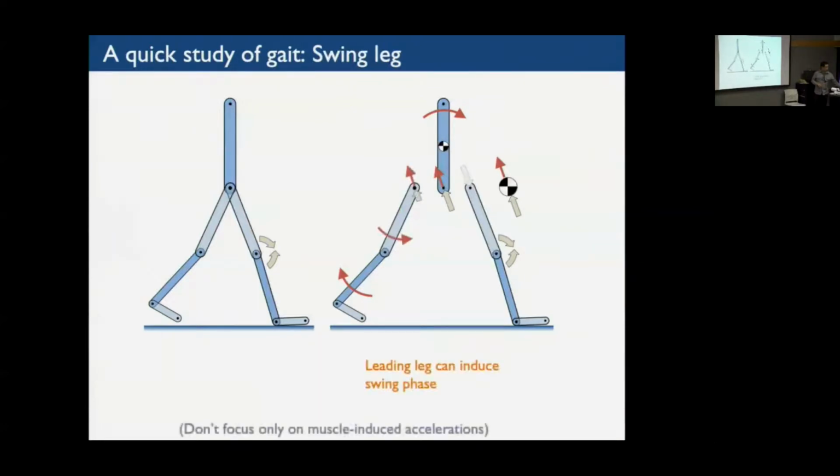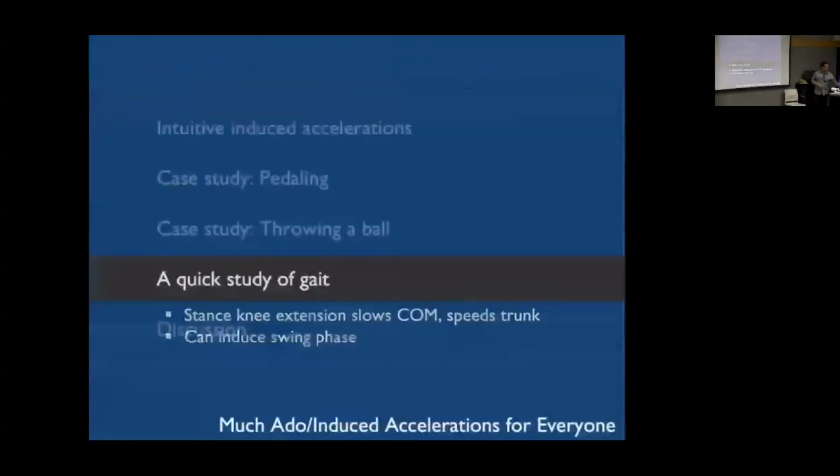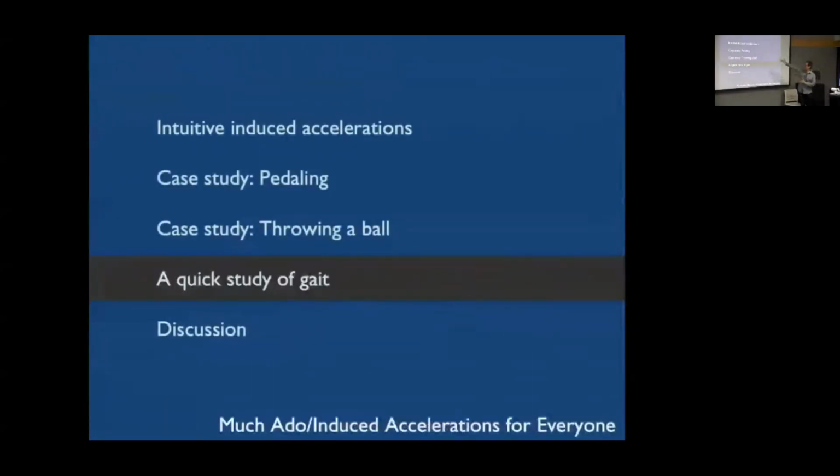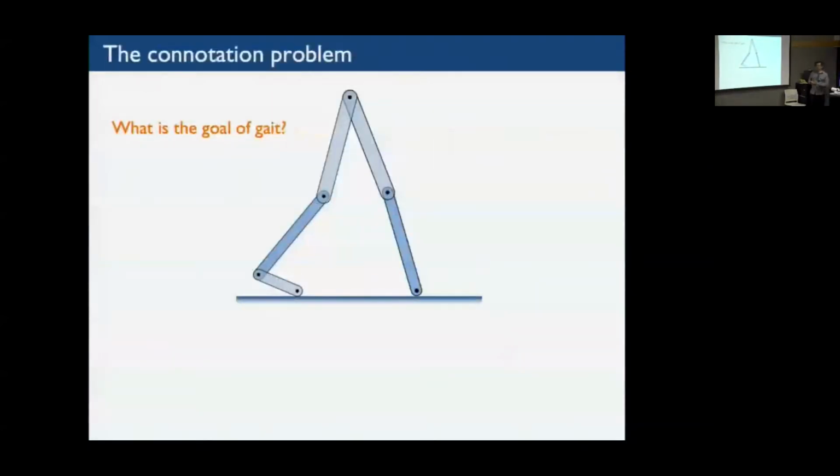Okay, so we did pedaling, throwing, and then we talked about gait for a few seconds. Let me just do a little discussion. One of the problems that I would say is what I would call connotation. What is the goal of gait, and what is good or bad at each snapshot in time?